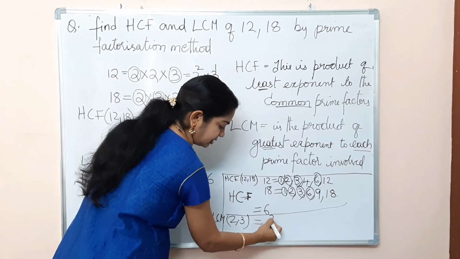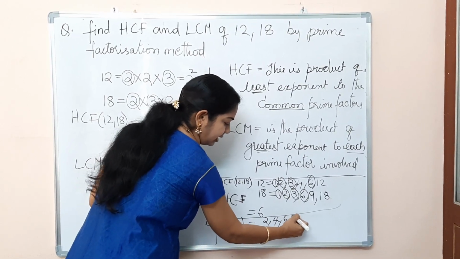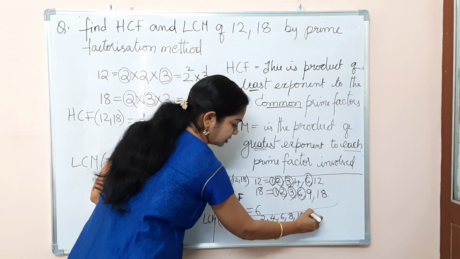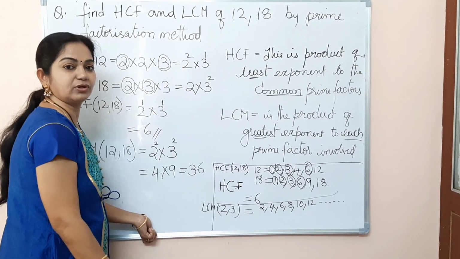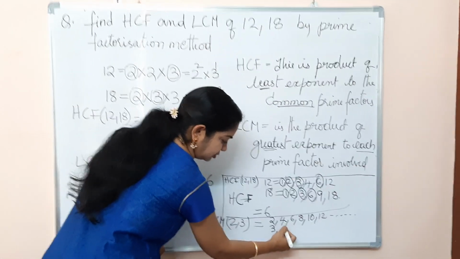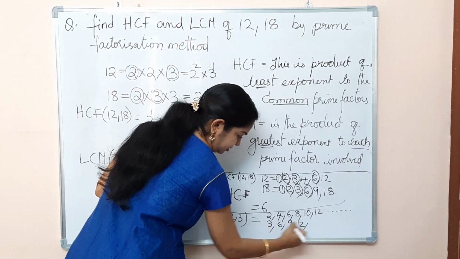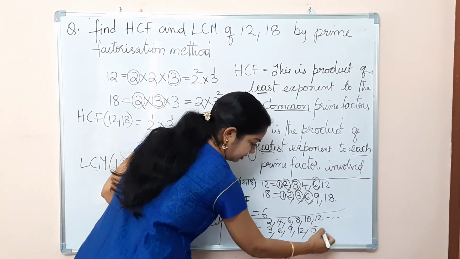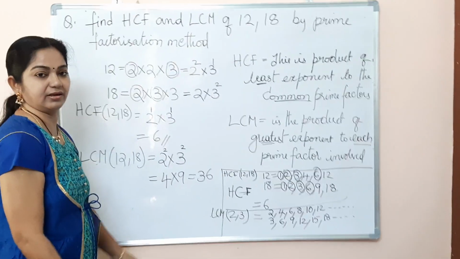For 2, the multiplication table: 2 ones are 2, 2 twos are 4, 2 threes are 6, 2 fours are 8, 2 fives are 10, 2 sixes are 12, and so on. Multiples go on. For 3: 3 ones are 3, 3 twos are 6, 3 threes are 9, 3 fours are 12, 3 fives are 15, 3 sixes are 18, and so on. Many multiples we can write.